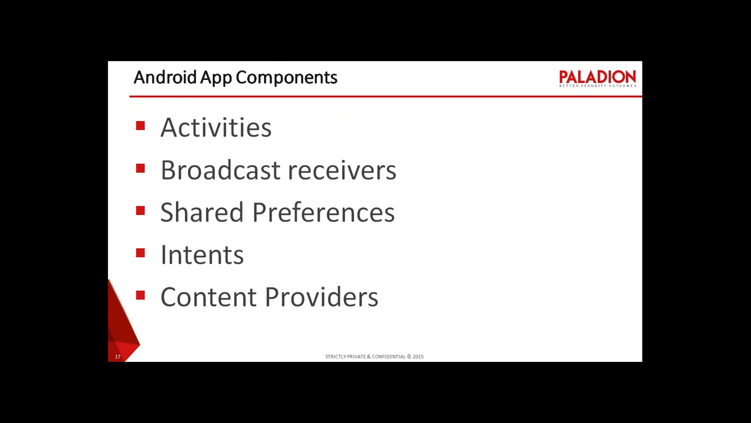Android app components. There are many components, but these are five major components in an Android application that are easily vulnerable if not properly built. First is activities, which are defined in the manifest. I'll show it to you in the next slides. The five are activities, broadcast receivers, shared preferences, intents, and content providers.